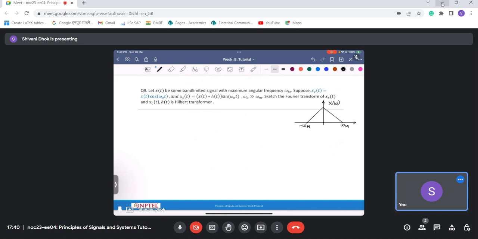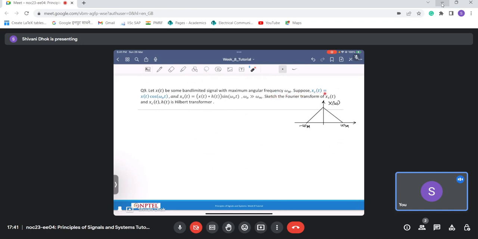So this is what we have, and we have been given that this X of omega is band limited, and suppose xc of t is equal to x of t cos omega naught t, and xs of t is equal to x of t convolved with h of t, sin omega naught t, where this omega naught is very much less than omega m.